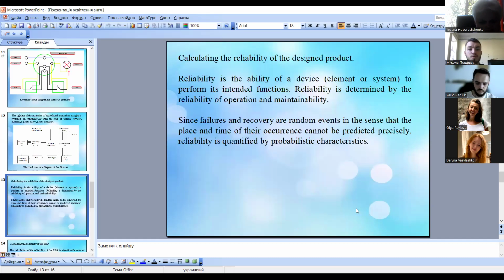Calculating the reliability of the designed product. Reliability is the ability of a device or element of a system to perform its intended functions. Reliability is determined by the reliability of operation and maintainability. Failure and recovery are random events in the sense that the place and time of the occurrence cannot be predicted precisely. Reliability is quantified by probabilistic characteristics.